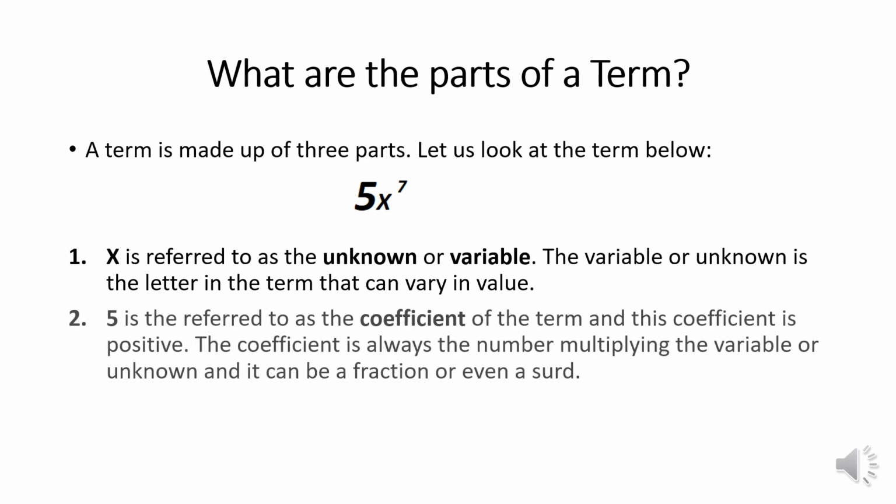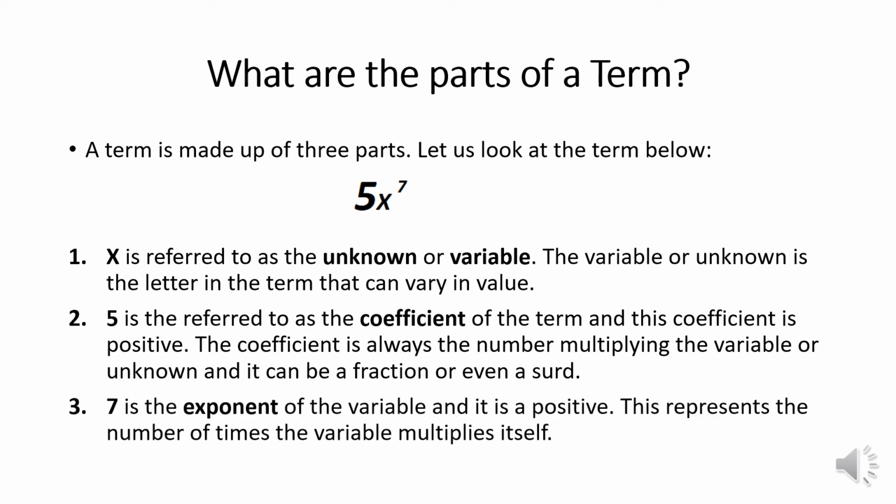Moving on, a 5. The 5 there in that term, we call it a coefficient. The coefficient in this case is a positive 5. It's a positive value. If it was negative, the negative would be visible right there. So the coefficient in this case is a 5, which is a whole number. But that does not mean that all coefficients are going to be whole numbers. Coefficients can be a fraction. It can even be a surd. Or in the scenario which we will see next, it can be alphanumeric.